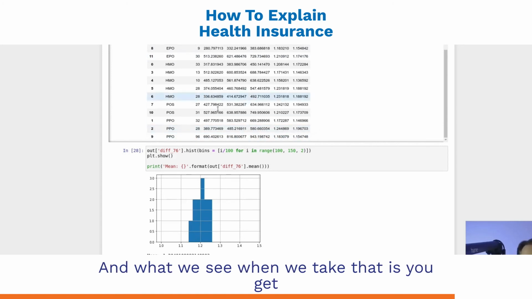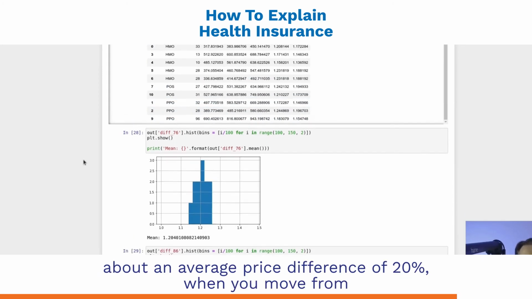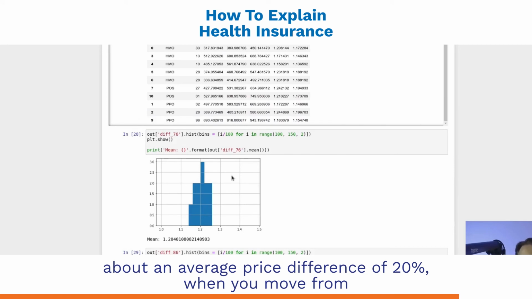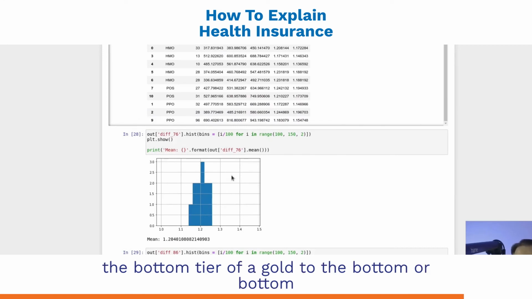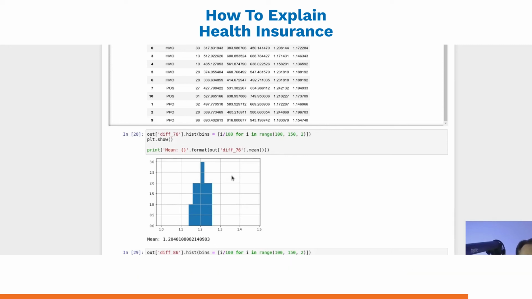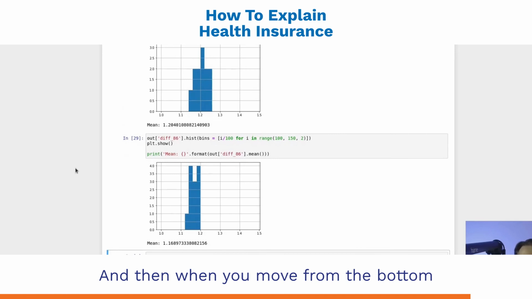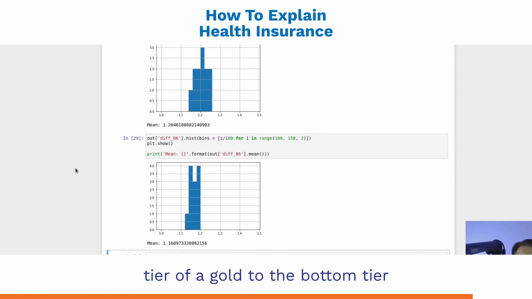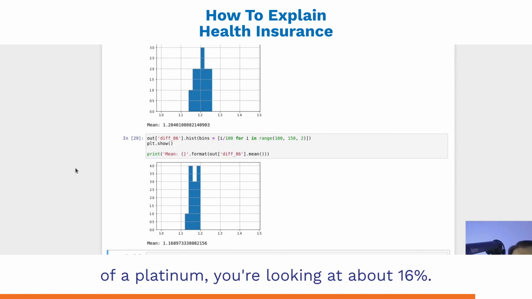What we see is you get about an average price difference of 20% when you move from the bottom tier of a silver to the bottom tier of a gold. And then when you move from the bottom tier of a gold to the bottom tier of a platinum, you're looking at about 16%.